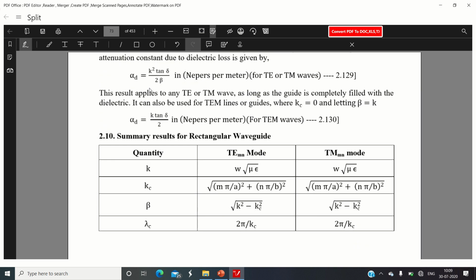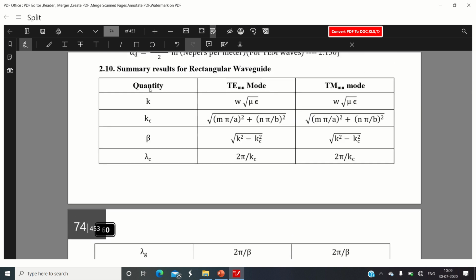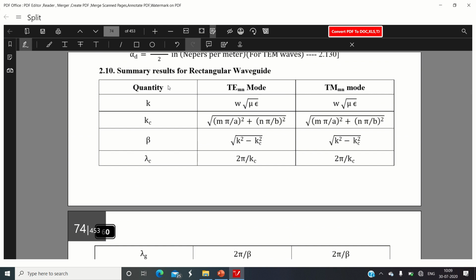We can summarize the different equations for the rectangular waveguide, and the summary of results is mentioned here. There are two distinct modes supported by the rectangular waveguide, the TE mode and the TM mode, where the mode is indicated with the letters m and n. The real wave number is given by this equation. The cutoff wave number is given by the second equation. Beta is the phase shift constant, the square root of the difference of the square of the real wave number and the cutoff wave number.